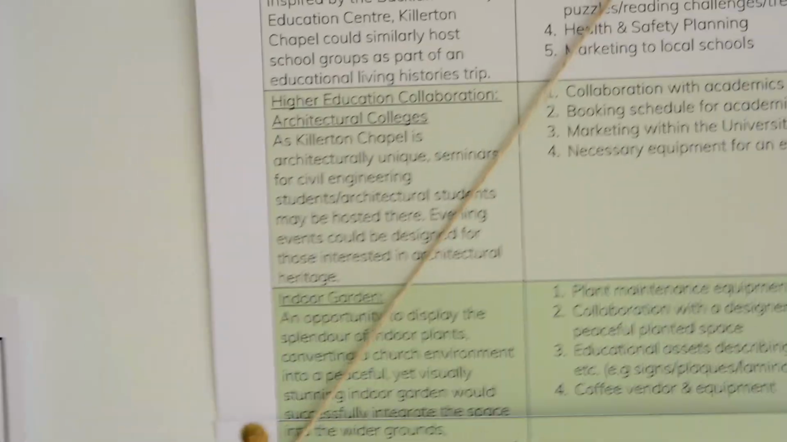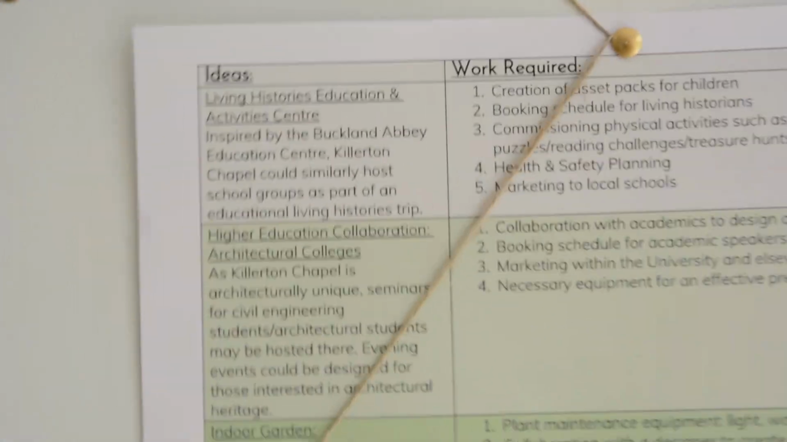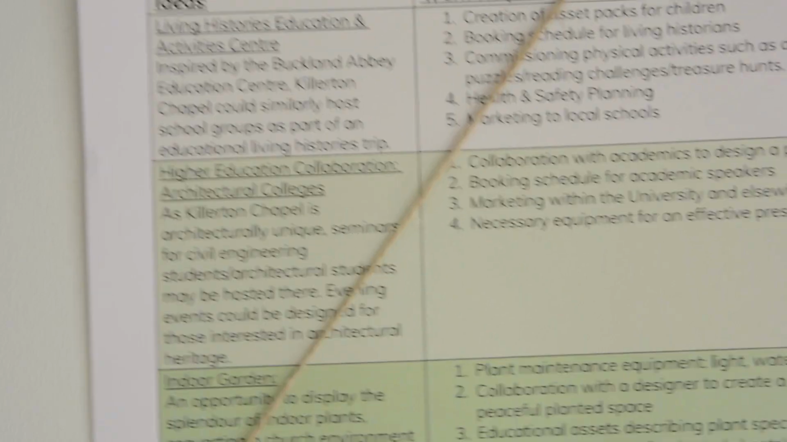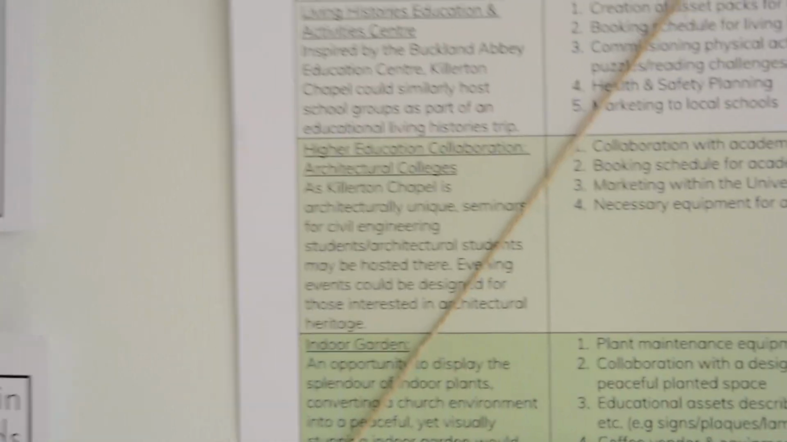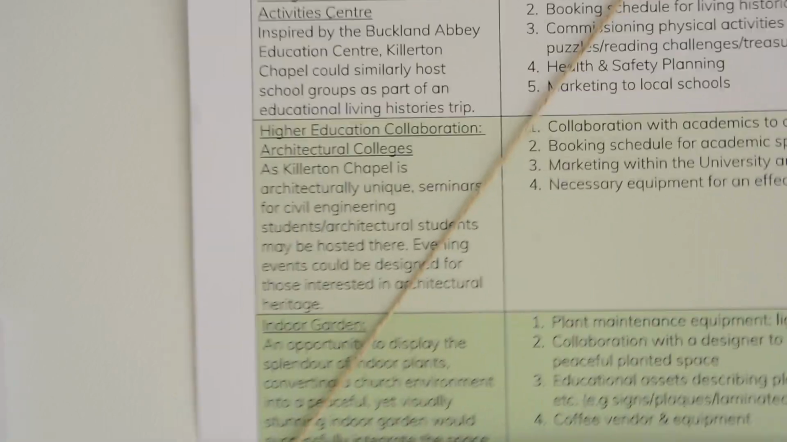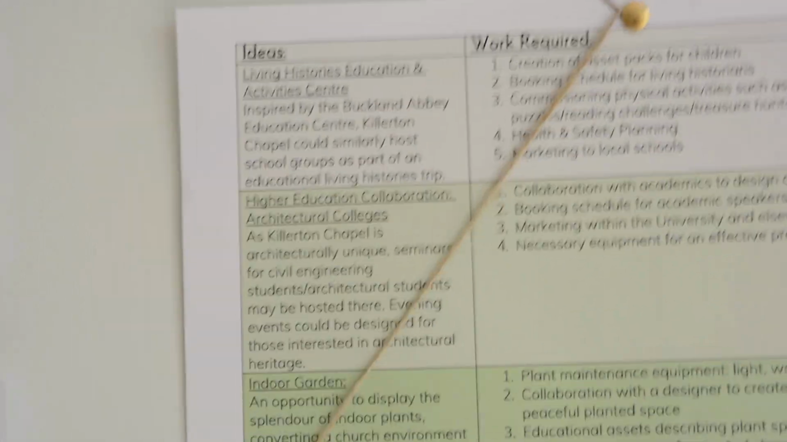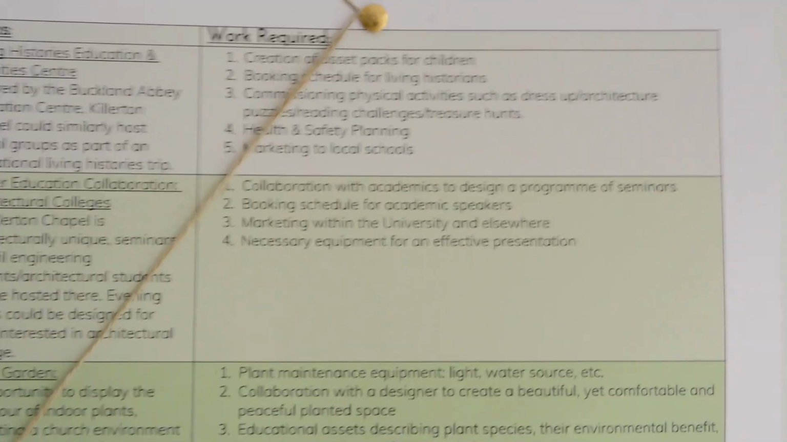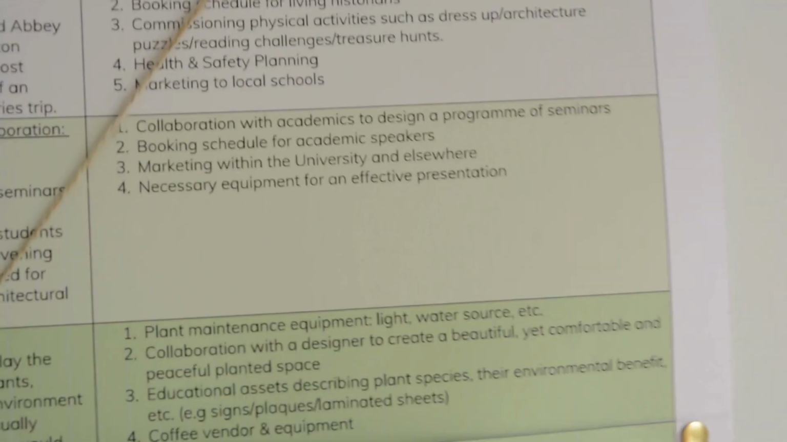You probably can't quite read this, but it says the second idea I had is slightly more niche. It was a left of field thought. So I thought we could do some sort of higher education collaboration with architectural colleges. I've been reading so much about how this building is so unique architecturally that I thought it would be quite interesting to host seminars for civil engineering students or architectural students there. Evening events could be designed for those interested in architectural heritage. Obviously, this is a bit easier to plan. It just requires collaboration with academics, a booking schedule again, marketing within universities, the necessary equipment, and obviously health and safety.